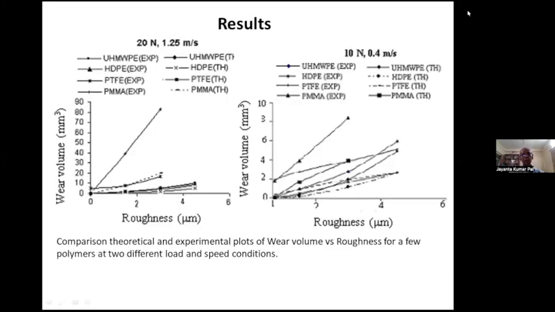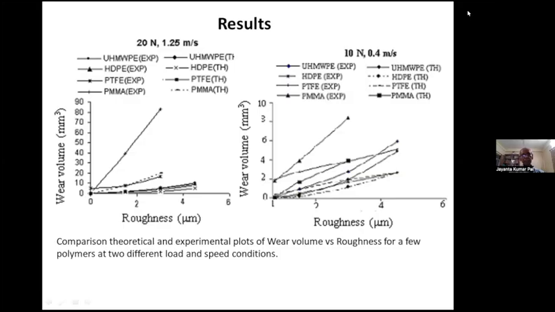Next, we go to comparison between experimental and theoretical plots. They are so close that it is difficult to distinguish. We have plotted for two sets of operating conditions. First one is for 20 Newton at 1.25 meter per second rubbing. Second is for 10 Newton and 0.4 meter per second. These results are for pin on disk experiments.